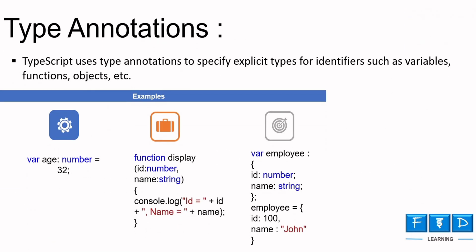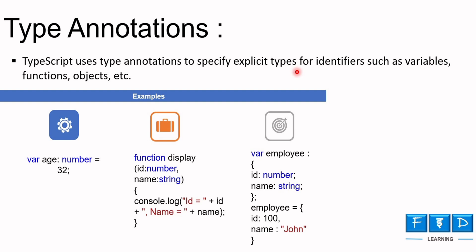Now let's proceed to the next fundamental concept of TypeScript, that is basic data types. Under this, first we will see what type annotations are. TypeScript uses type annotations to specify explicit types for identifiers such as variables, functions, objects, etc. This explicit type is a type assignment in TypeScript.